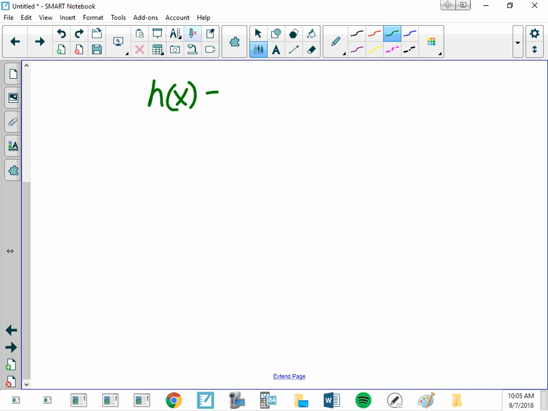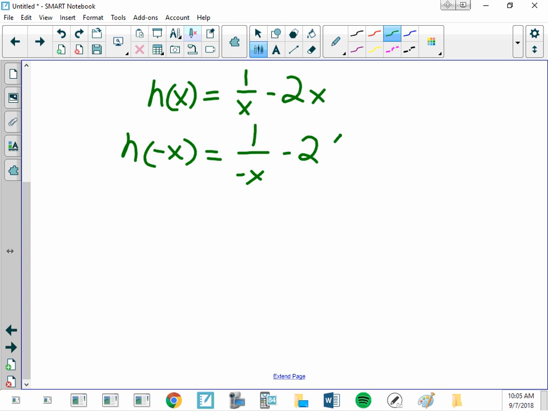So h of x is equal to 1 over x minus 2x. So I need to plug in negative x and see if that changes anything. So h of negative x is 1 over negative x minus 2 times negative x. Is there another way to write this that makes a little bit more sense to us? Either put the negative on top or out front. We usually don't like the negatives on the bottom. So whether you do negative 1 over x or negative 1 over x, it's the same thing.